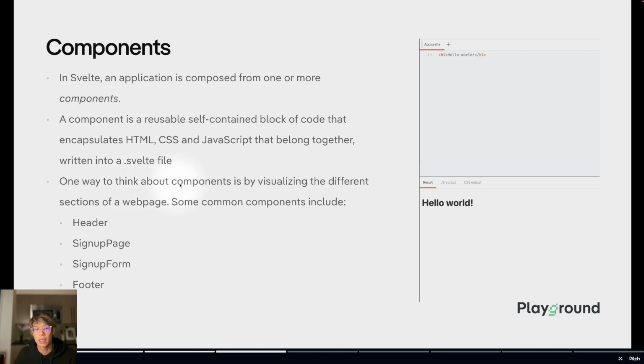Another way to think about components is by visualizing the different sections of a web page. A lot of web pages have very common components, including a header, the bar at the top of the page. If they have a sign up page, that whole page could be a component. In a sign up page, there's usually a form to fill out. That is also a component. And maybe the bottom of a website, the footer, that's also a component. So basically anything can be a component, but one way to think about it is that the very common sections of a website that you'll probably reuse, that's what you could think of as a component.